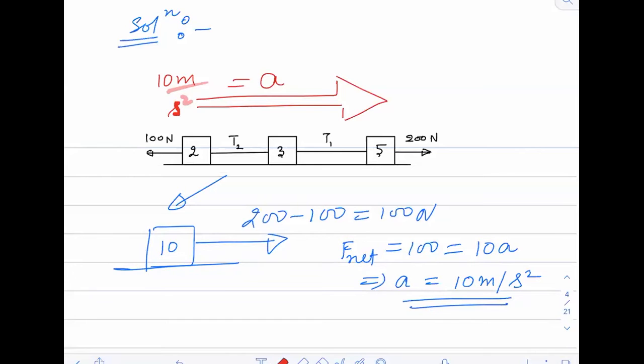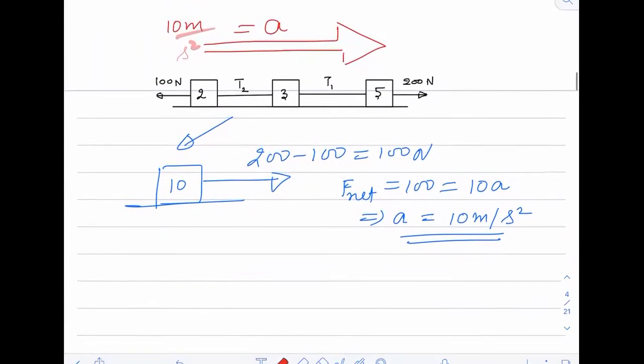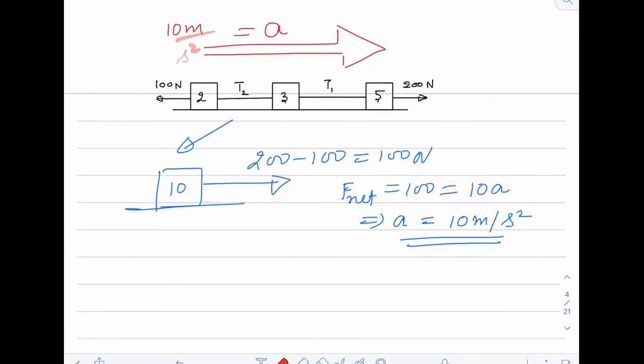Now, if the system is moving with 10 meters per second square in this forward direction, for the tension T1, we can draw the FBD for the 5 kg block. So you draw the FBD for the 5 kg block.